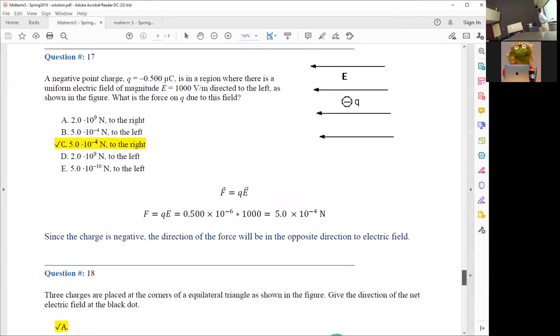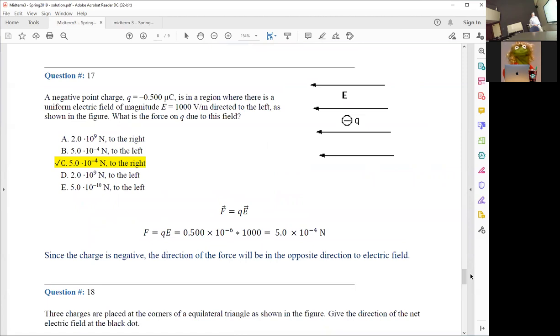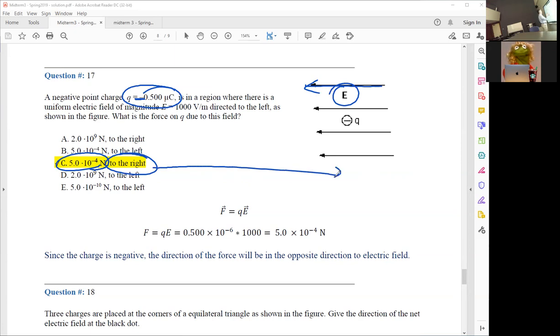That was question 17, so I thought it was 18. If I take you back to question 17 from 2019, we did last time, you see it's asking for both the magnitude and the direction. And because we were dealing with a negative charge, you see the electric field was pointing left, and the force here is pointing right. So again, it depends what the question is asking you for.